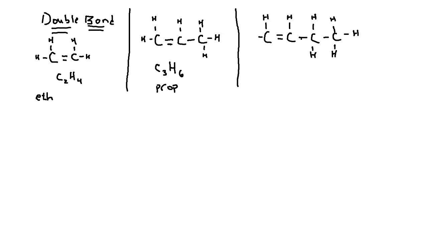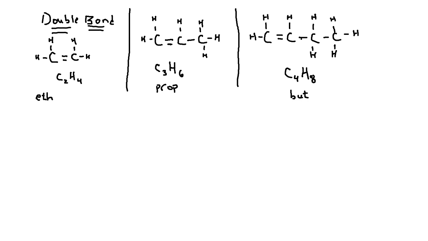Okay, if we count the carbons, we have 4 carbons. And how many hydrogens? Well, we got 3, 6, 7, 8. Oh, look at that, H8. Okay. Once again, we know 4 carbons. The prefix will be but. Okay. But the question is, what is the pattern and what is the ending?